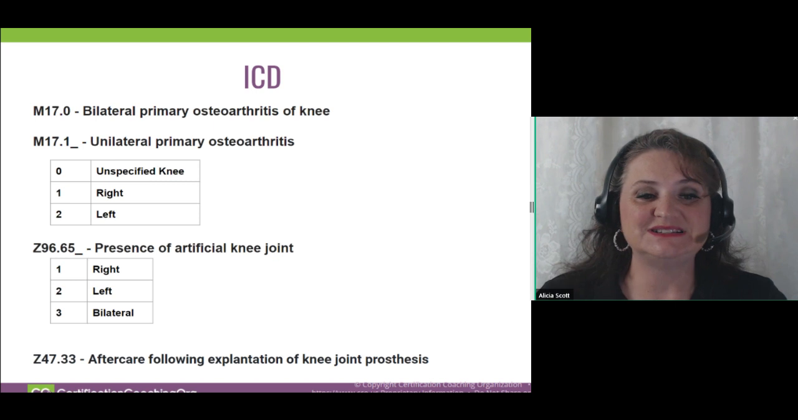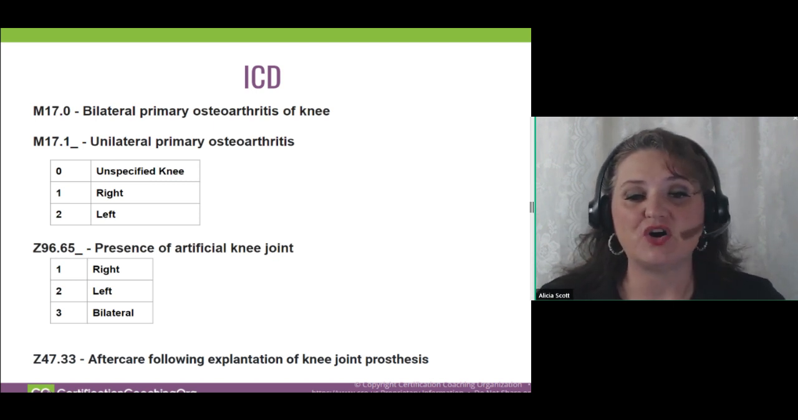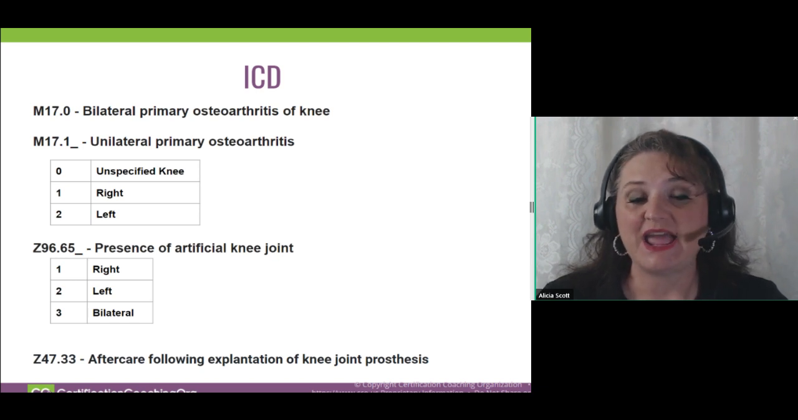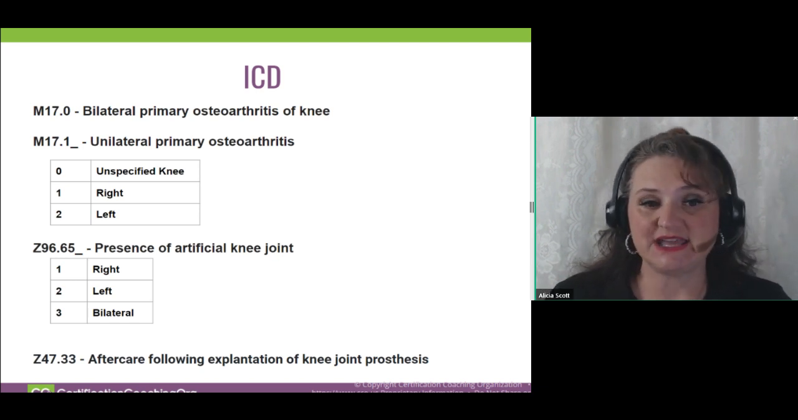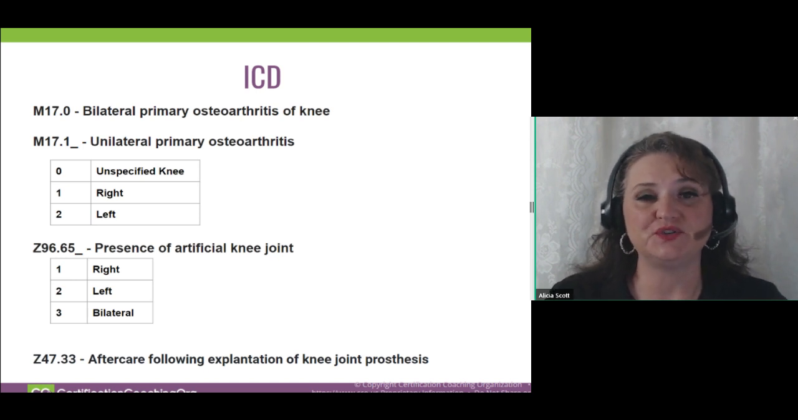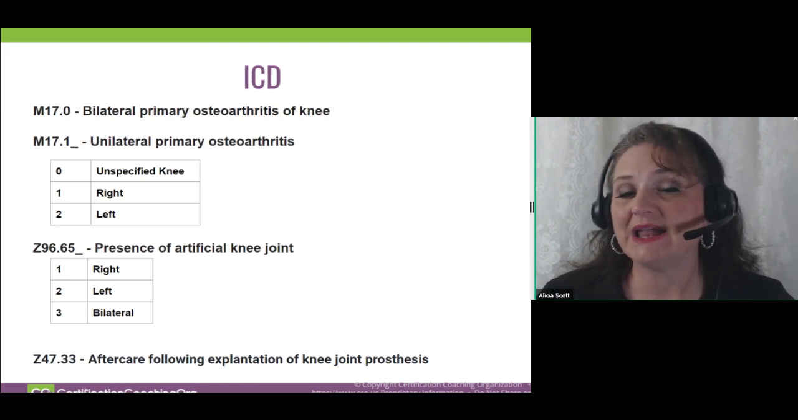Notice Z96.65, presence of artificial knee joint. And the last character there is going to be either 1 for right, 2 for left, or 3 for bilateral.